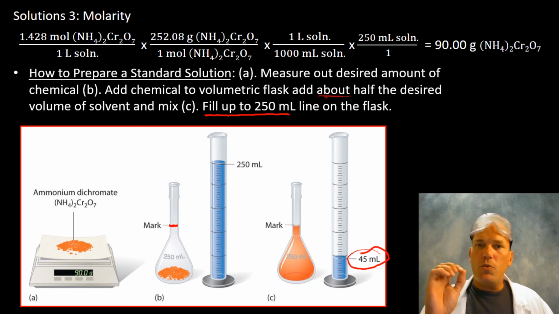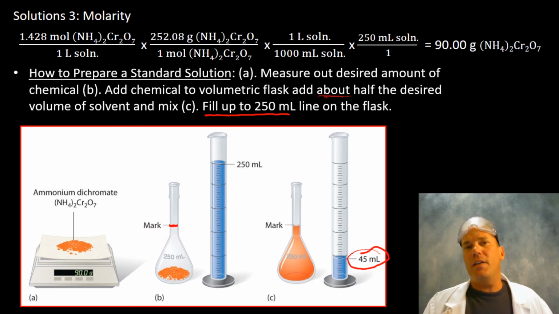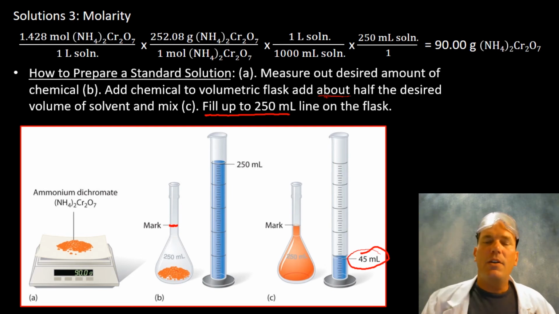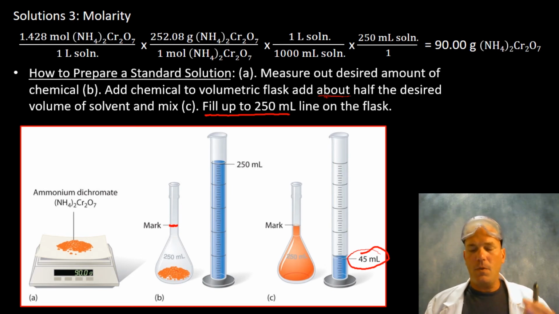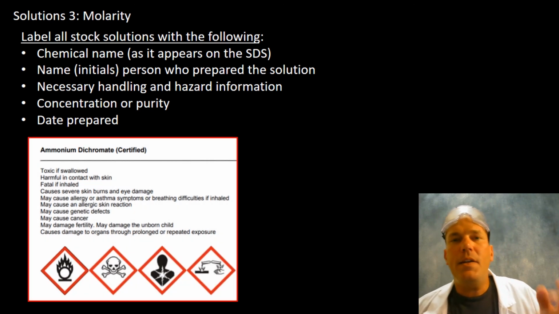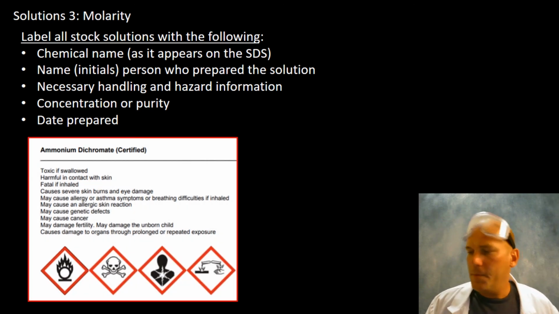So if you truly want 250 mils and you want that exact molarity of stock solution, it's critical that you add the compound, you dissolve it with a smaller volume of the solvent, and then you raise that level of the solvent up to the final level. Okay? All right. So, last thing, little note on safety here.